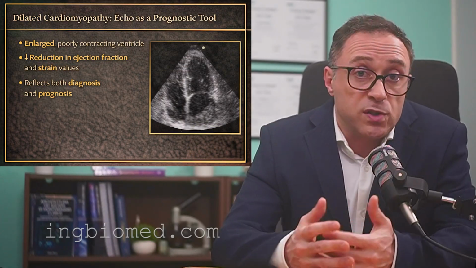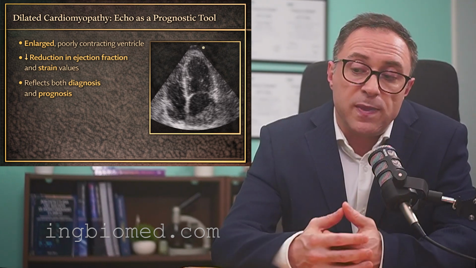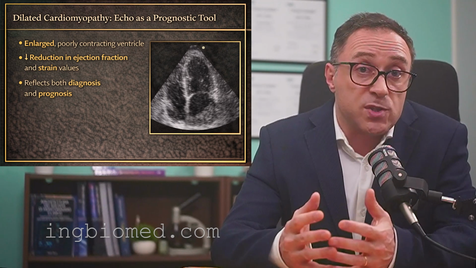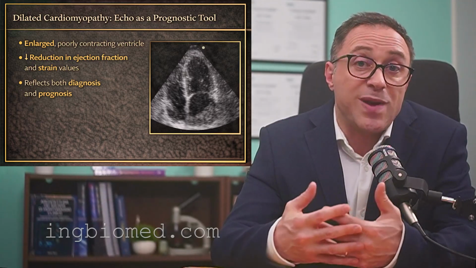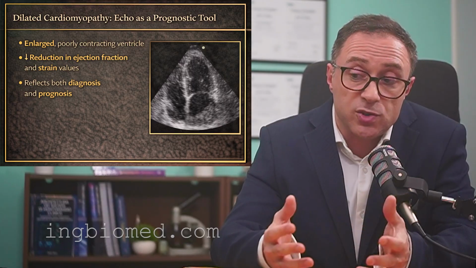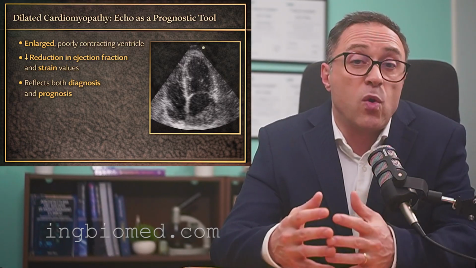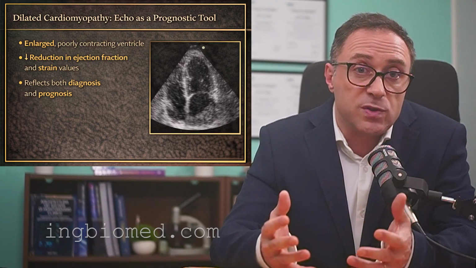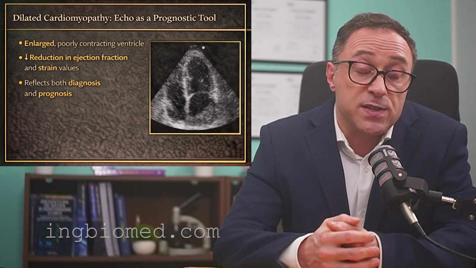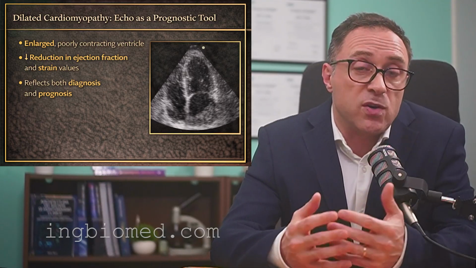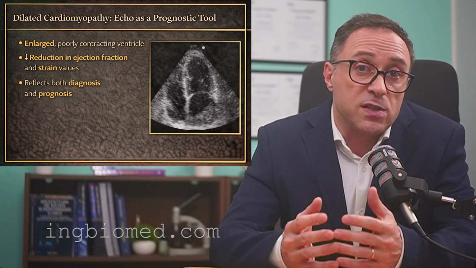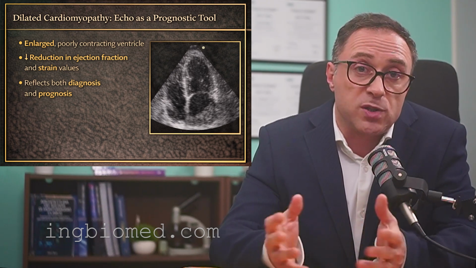If we consider a pathological condition like dilated cardiomyopathy, the ventricle becomes enlarged and contractility decreases. On echo, we can see a reduction in ejection fraction, but also a clear reduction in strain values across multiple segments. This gives us not only a diagnostic indication, but also prognostic information, since these parameters are linked to patient outcomes.